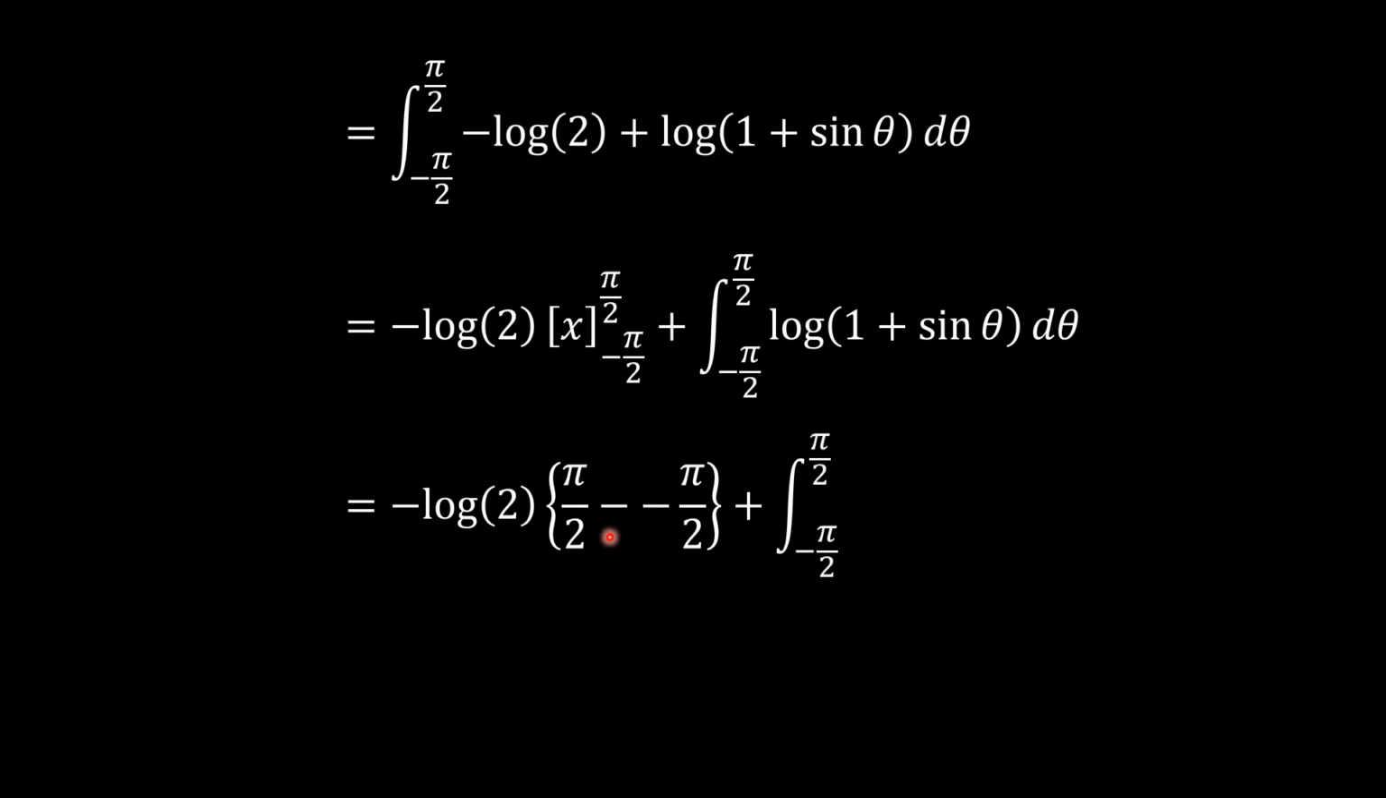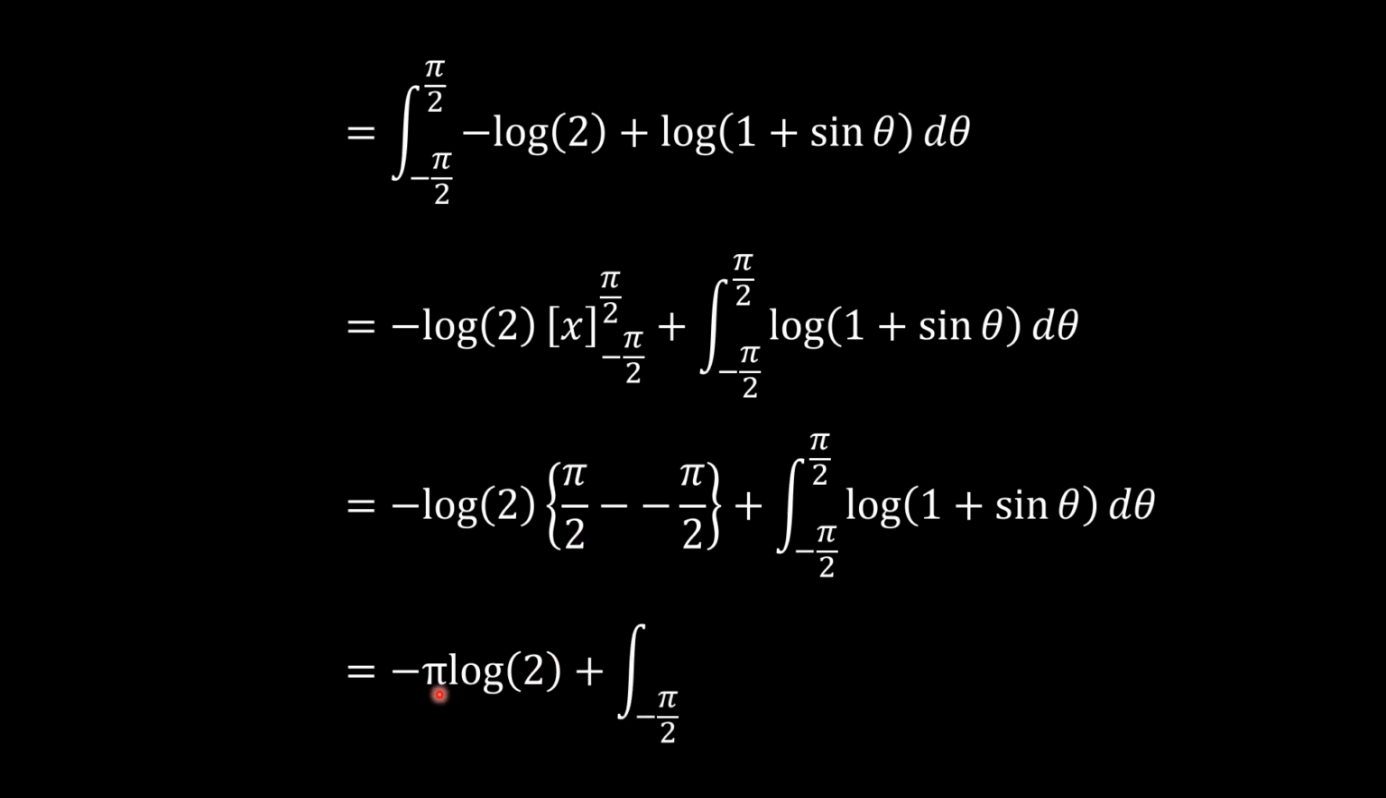And so here we have negative log 2 times pi over 2 minus negative pi over 2, plus the same integral here. And so this is the same as pi over 2 plus pi over 2, which is pi. So we have negative pi times log 2 plus this integral here. So let's continue.